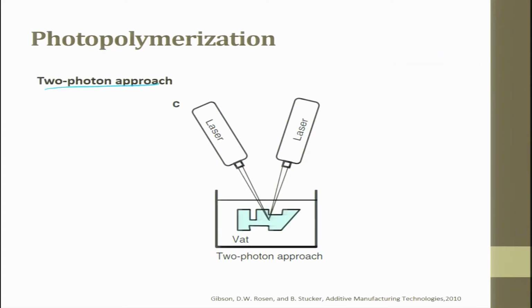The next process which we are going to discuss is the two photon approach, in which we use two lasers. These two lasers hit a single point on the liquid polymer and start curing it. So this is the two photon approach.